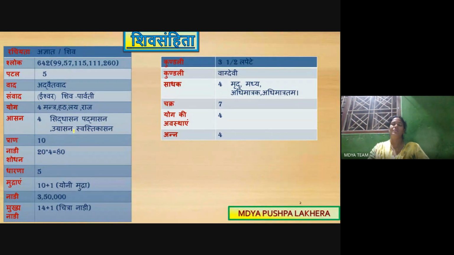Okay, this is also most important according to the Shiva Samhita, because a question may come like this: what are the 4 asanas described in Shiva Samhita and what is the sequence of the asanas? First one is Siddhasan, second one is Padmasan, third one is Ugrasan, and fourth one is Swastikasan.